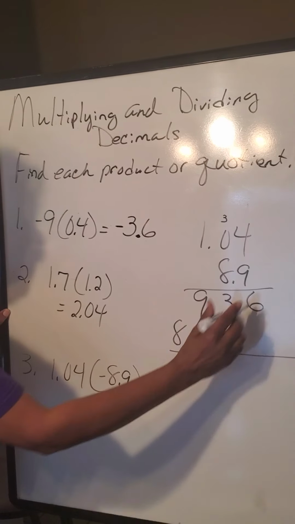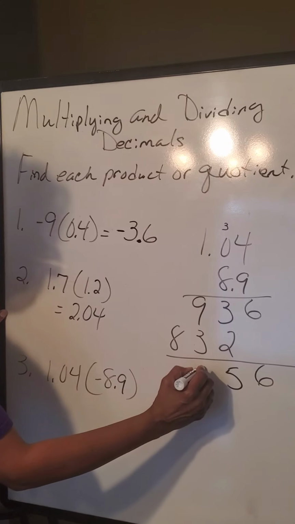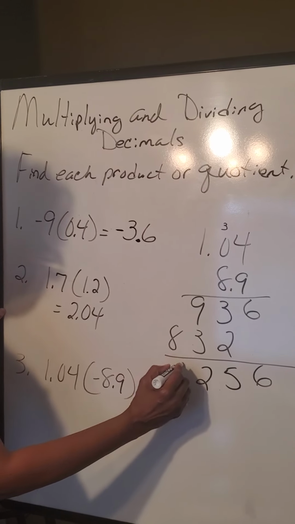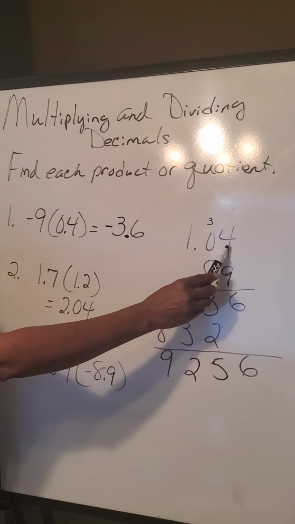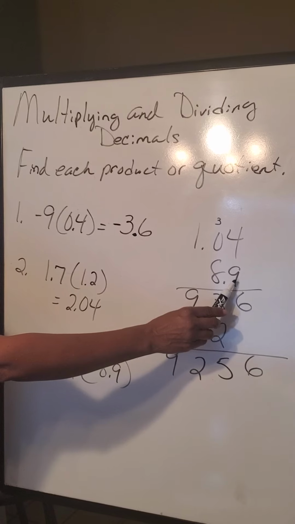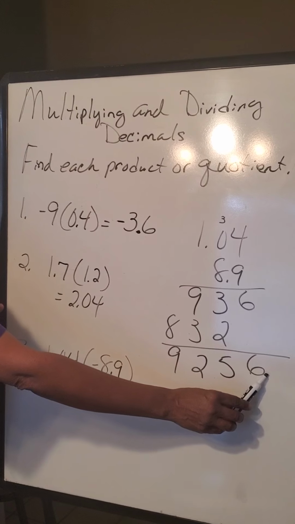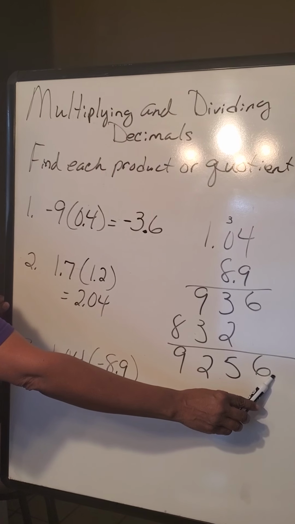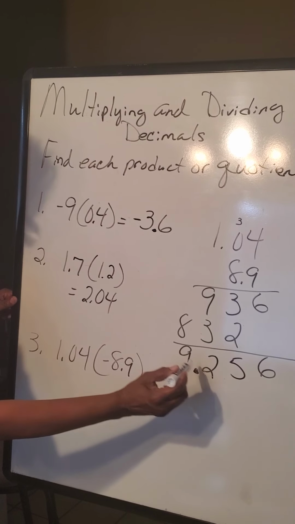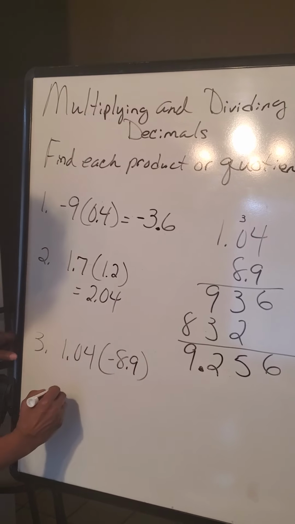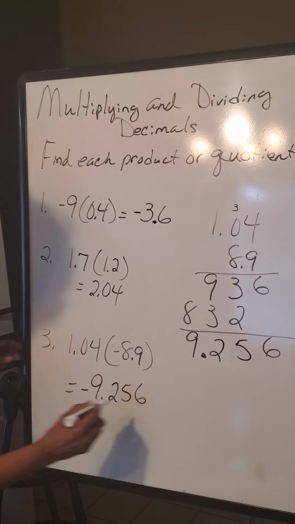Now add. I get a 6. 2 plus 3 is 5. 3 plus 9 gives me 12. And 8 plus 1 gives me 9. Check to see how many decimal places I need to point off. Here I have 2 digits to the right of the decimal. I have 1 digit here, so that gives me 3 places. Again, this is a whole number right now. The decimal is here. I'll take the decimal and shift it 3 places to my left. 1, 2, 3. A positive times a negative is a negative, so my answer is a negative 9.256.